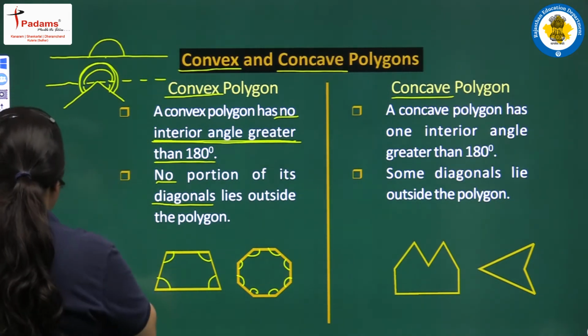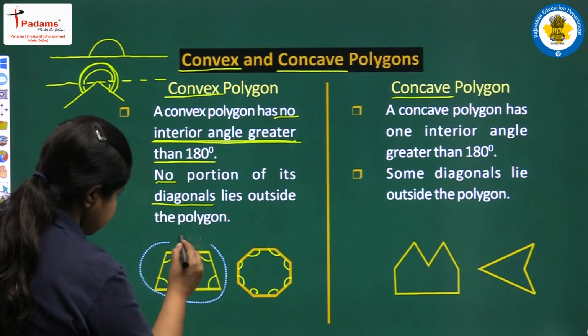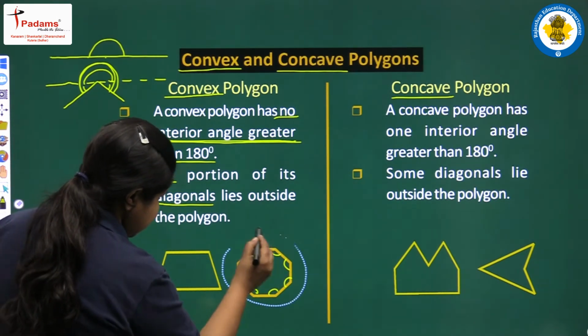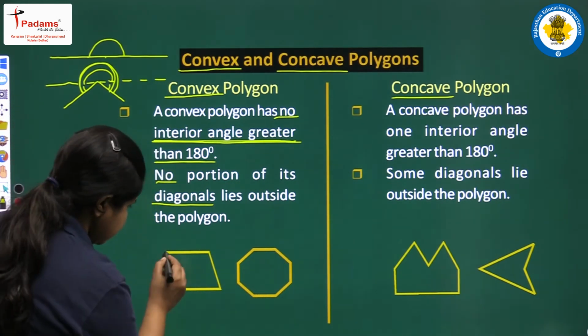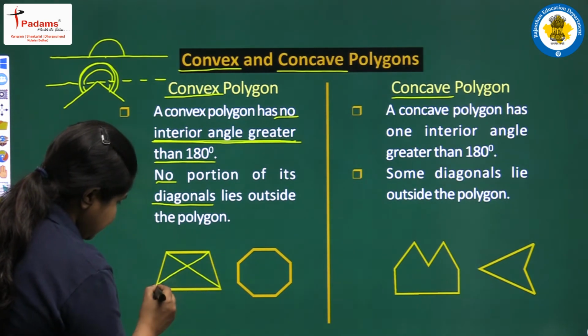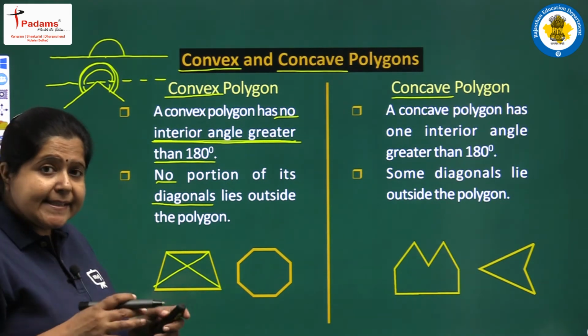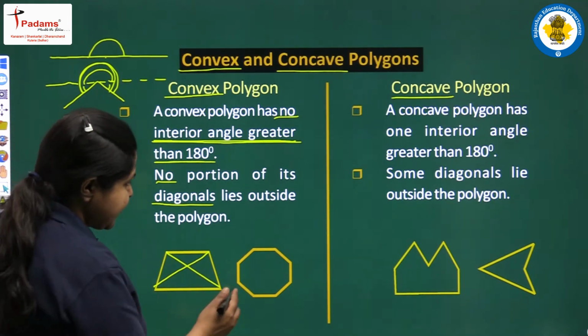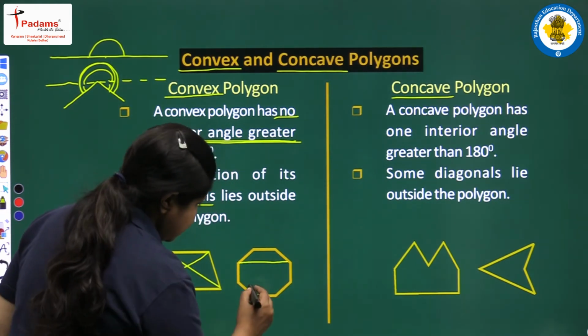In this case, first we erase these angles and then we will draw the diagonals. Let us join the opposite vertices 1 and 2. So, these are the two diagonals, both of them lying inside the polygon. Also let us join here the opposite vertices and get the diagonals.